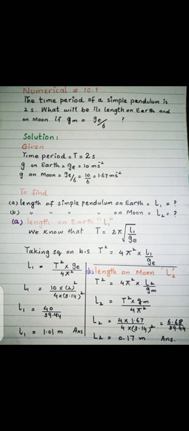Now by putting the values, L2 will be equal to 4 multiplied by 1.67 over 4 multiplied by 3.14 square, which is equal to 6.68 divided by 39.44. And the last answer of L2 is equal to 0.17 meter. Hence the length of the simple pendulum on moon is equal to 0.17 meter. I think you have got it.